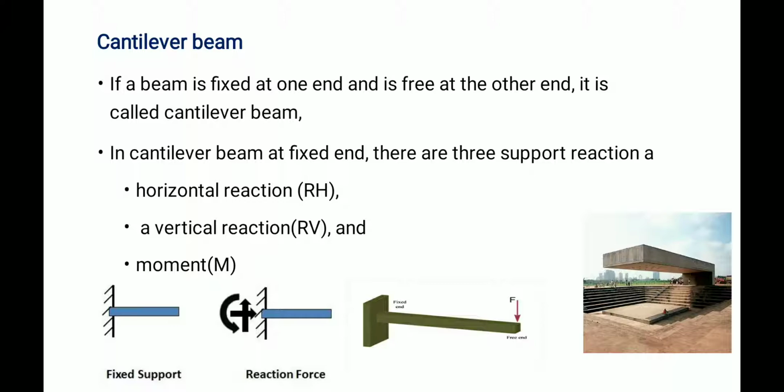And at the free end, load will be acting. In the cantilever beam, it is loaded at the free end. So a cantilever beam is fixed at one end and free at the other end, and it is loaded at the free end. Let us consider the reactions. For the cantilever beam we have a fixed end, right? So it is fixed at this point, and at this point reaction force will be there.